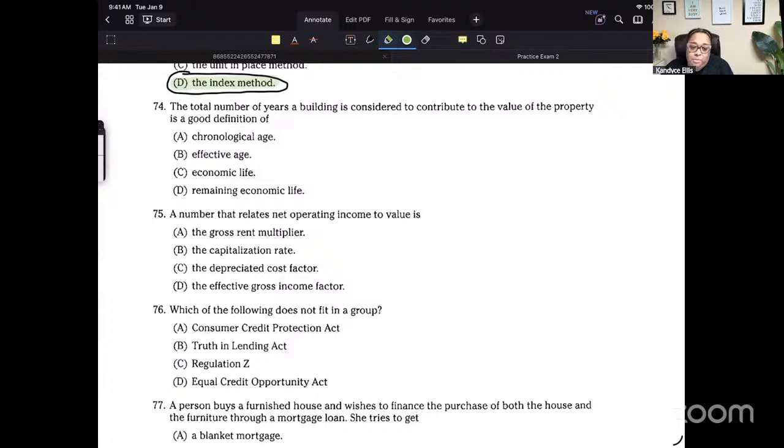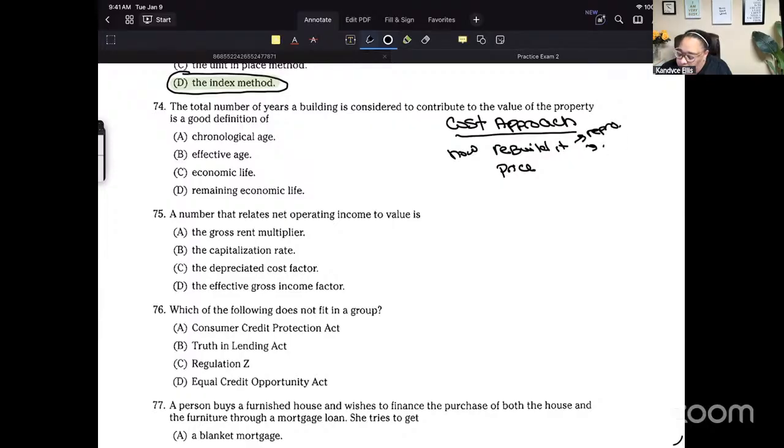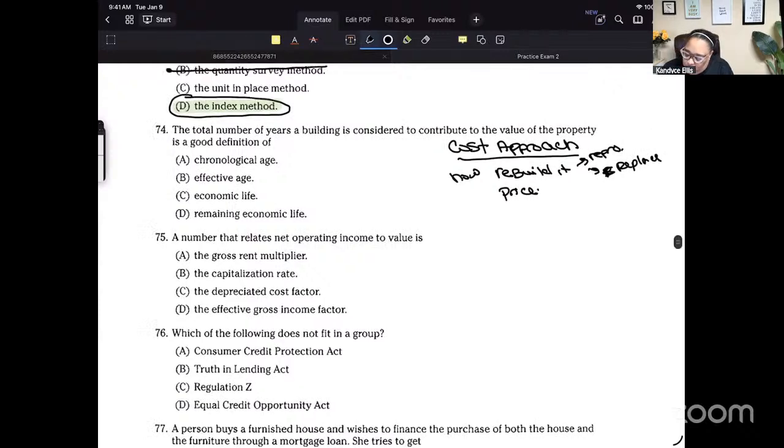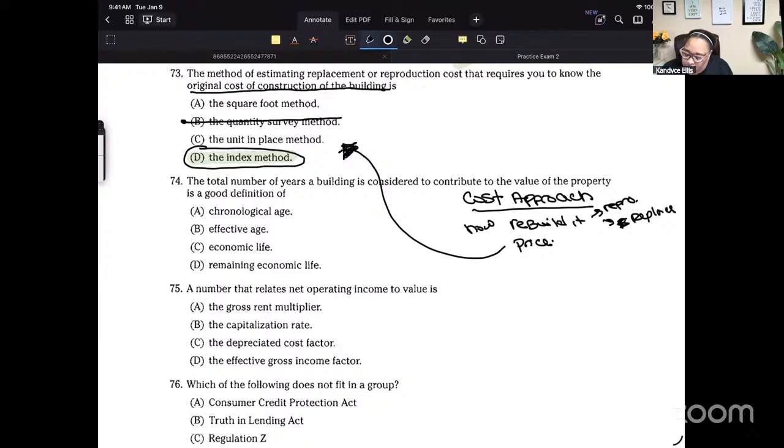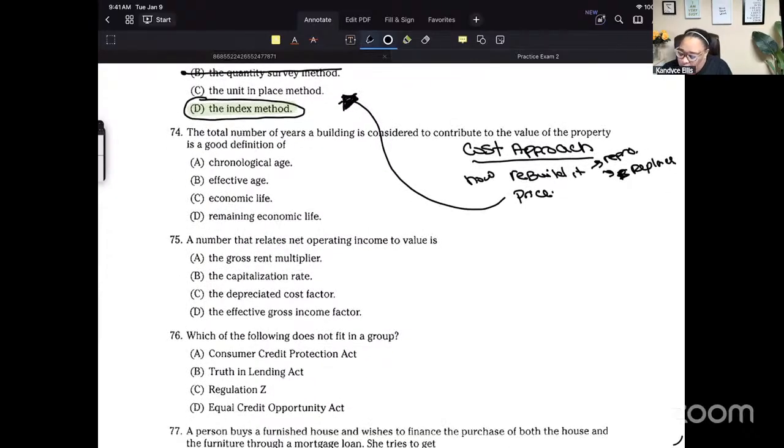Now, first and foremost, while you're trying to think of the answer, does everybody remember where this comes in? This is under the cost approach. And remember, in the cost approach, first you have to rebuild it. How you're going to rebuild it. Then you're going to price it. So this is going to be the reproduction or replacement. Then you got to price it, which is going back up here. Are you pricing it using the square foot method, the unit in place method, all of those?